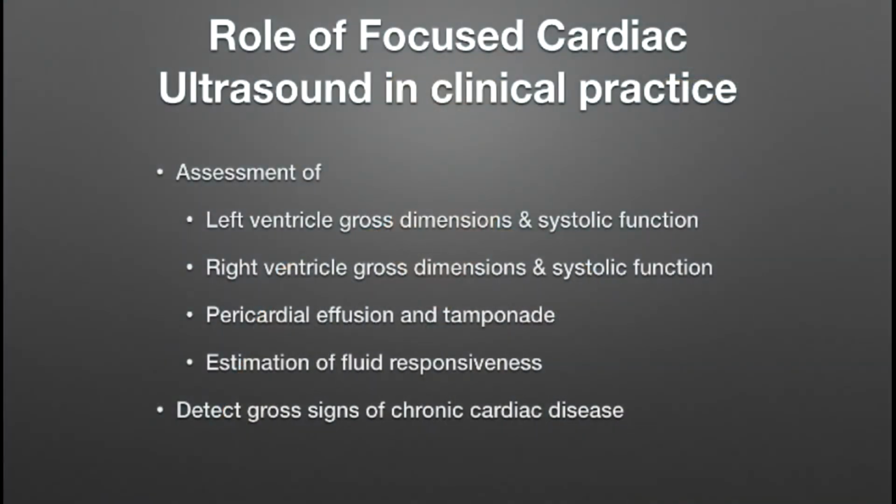The questions that you want to try and answer are to try and assess gross size of the left ventricle and systolic function, the gross size of the right ventricle and its systolic function. Is there a pericardial effusion present? And if it is present, are there echocardiographic signs of tamponade physiology? We can use it to estimate fluid responsiveness, particularly at the severe ends of the scale of significant hypovolemia or significant hypervolemia. And it can also be used to try and detect some gross signs of chronic cardiac disease.